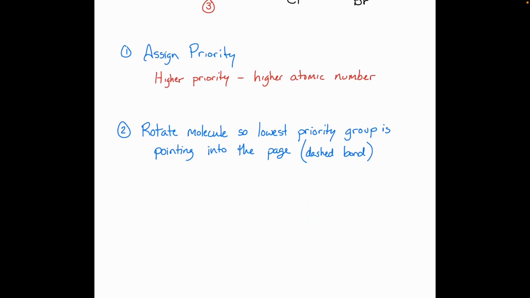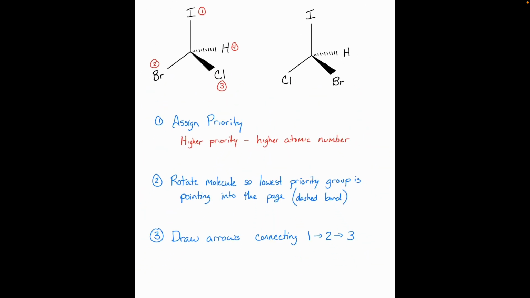All right, and now we're going to draw in arrows connecting 1 to 2 to 3. So what do I mean by that? I'm going to draw an arrow from the group that's priority 1 to the group that's priority 2, from 2 to 3, and then 3 back to 1.